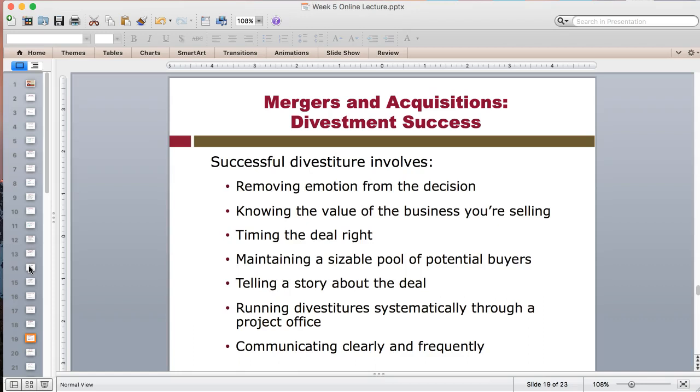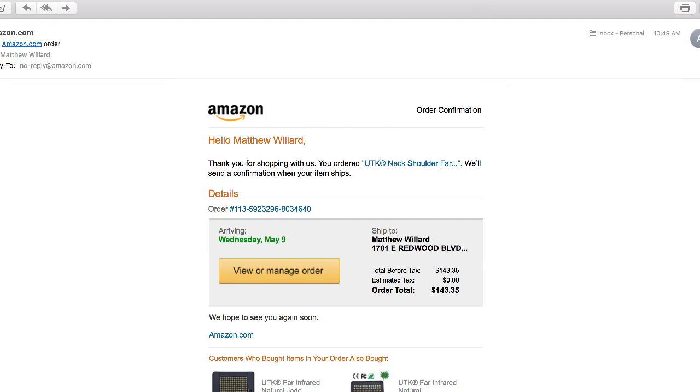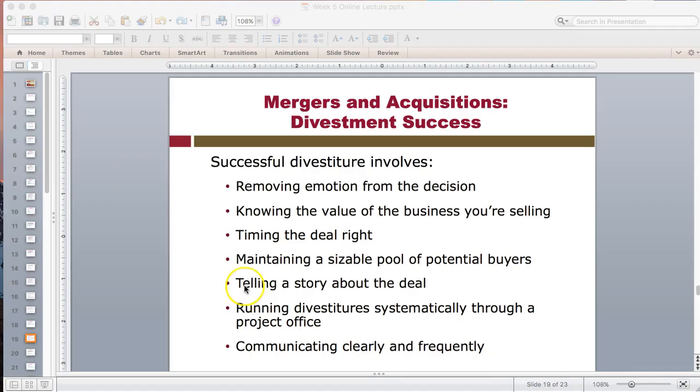Timing is important. The value of the business you're selling is important. There's a lot of issues that come up when you're selling a business. You have to communicate. It's a real process. You have to make up a whole story about the deal, both for your shareholders and for the public. Again, divestment is a big deal.